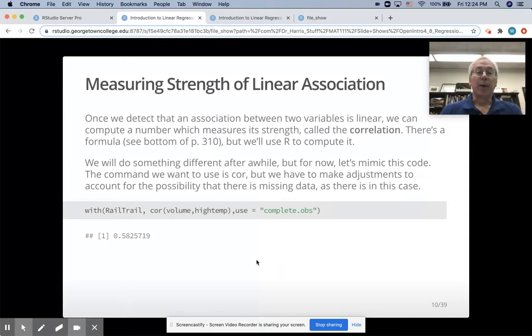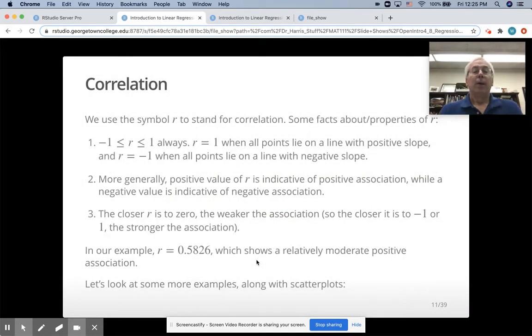Let's talk a little bit about some of the properties of correlation. What does a number like 0.583 mean? We're going to use a lowercase r to stand for correlation. Here are some properties that r has. It's always going to be between -1 and 1. The largest r can be is 1, and that's going to occur when all the points lie on a line that has a positive slope. r equals -1 can occur only when all the points lie on a line with negative slope. Invariably, we're going to have numbers between -1 and 1.